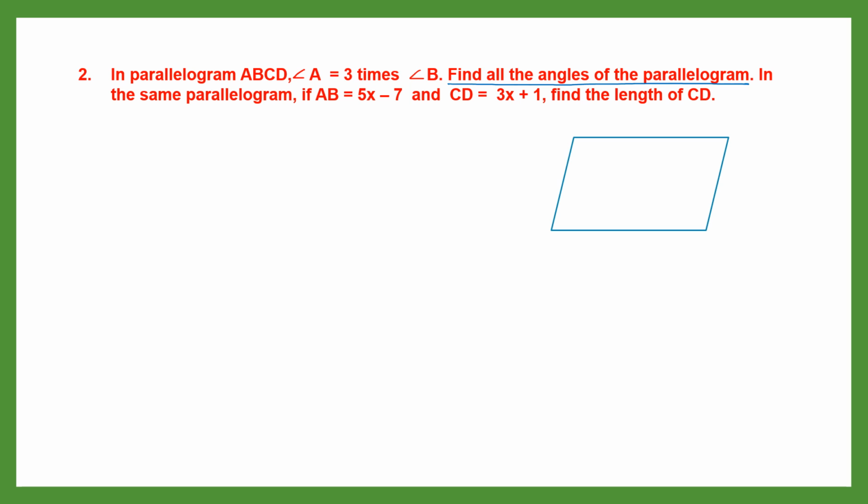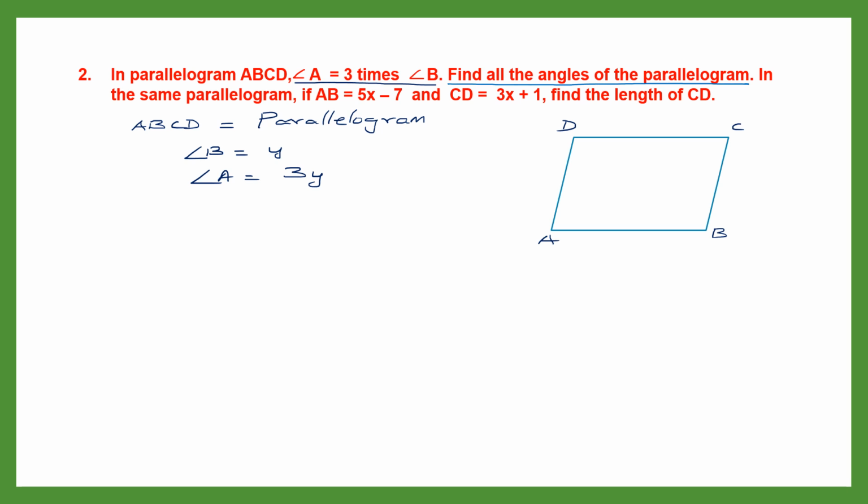We are given that ABCD is a parallelogram. So first we write that parallelogram. Then what else is given to us? We are given that angle A is 3 times angle B. So let angle B be equal to y. Then angle A is 3 times angle B, that means it will be 3y. So all this is given to us. ABCD is a parallelogram, angle B is equal to y and angle A is 3y, because it's 3 times angle B. Now we are going to find all the angles.